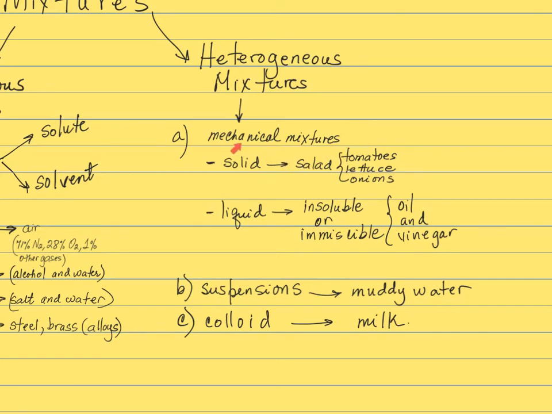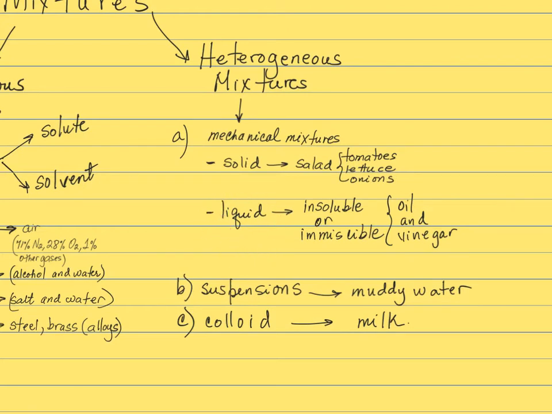And the state of matter of that mechanical mixture can be solid, when you have an example like this. Or let's say that you have, I don't know, rice and salt and sand in there. So easily, you can recognize the three solids that you have in the mix. Or we can have a mechanical mixture that is liquid.